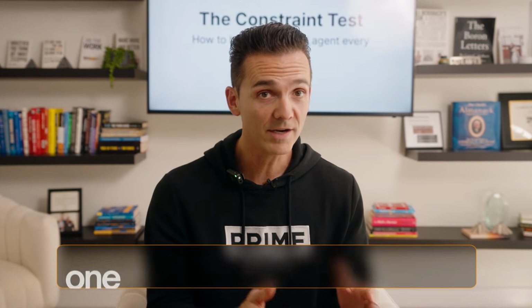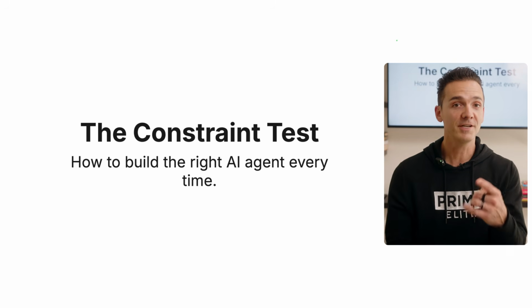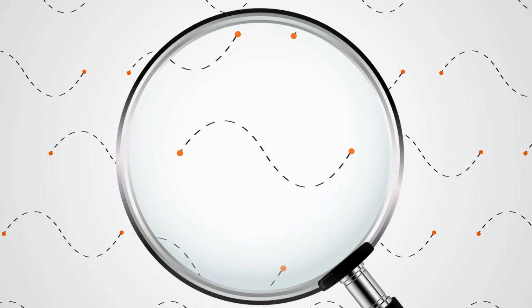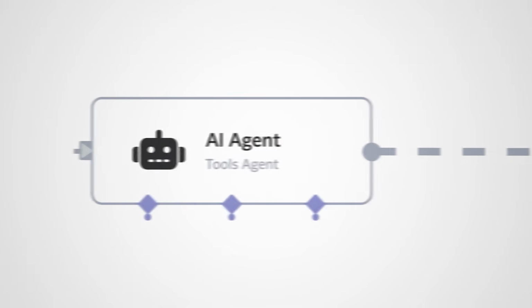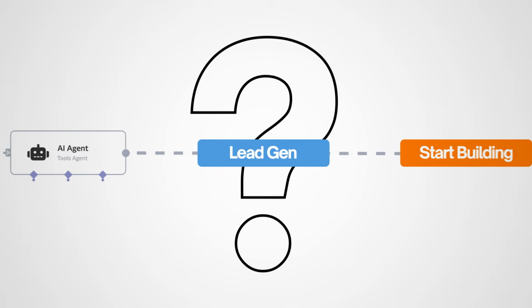They skipped one very important question, and that question is the difference between solving a $15,000 problem and a $200,000 problem. I call this the constraint test, and I've run it with over 367 different businesses. And the pattern I keep seeing is that most companies skip this step entirely. They grab the shiny tool, they pick up a use case that sounds smart, and they start building, and then they wonder why nothing ever changed.